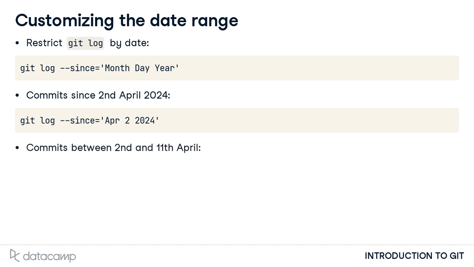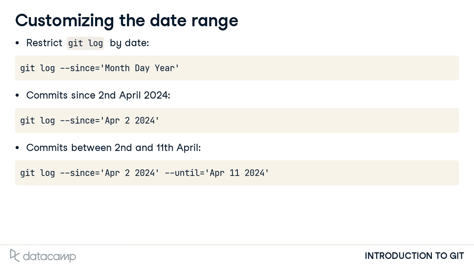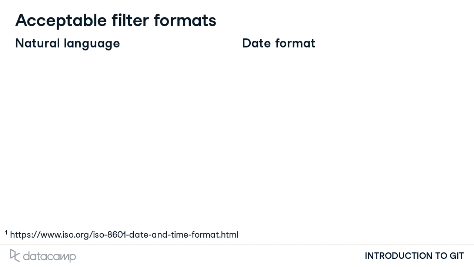We can add an end for the date range too. Here, we show commits between the 2nd and 11th of April 2024 by including the --until flag at the end, followed by the date range to filter on. The since and until flags are very flexible in the date and time formatting that they accept. We can use natural language, such as 2 weeks ago.